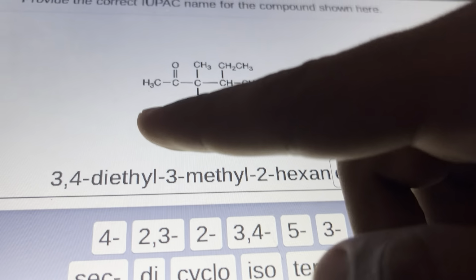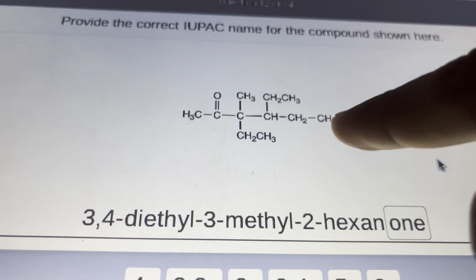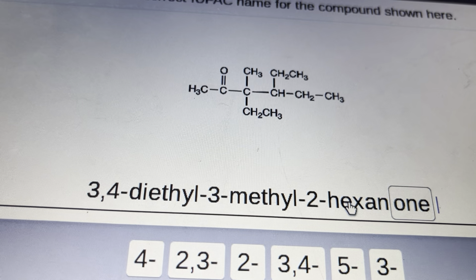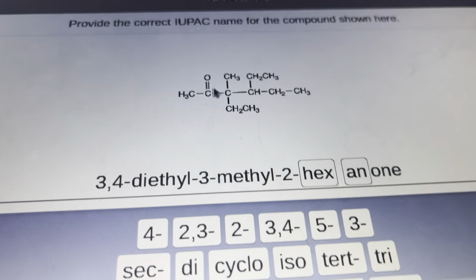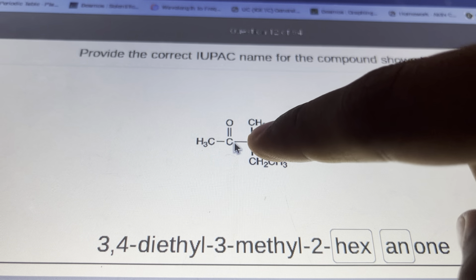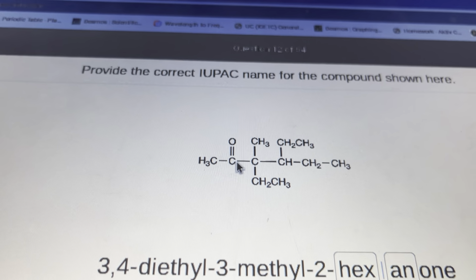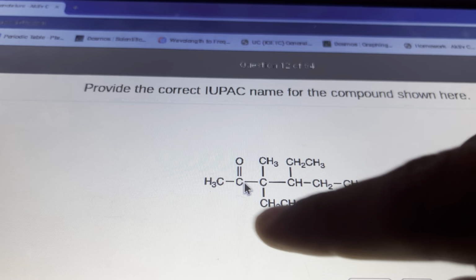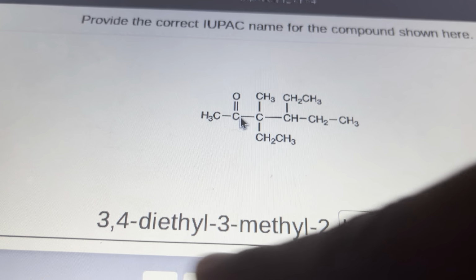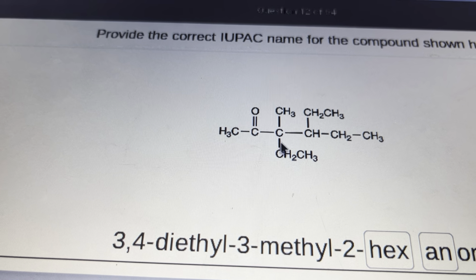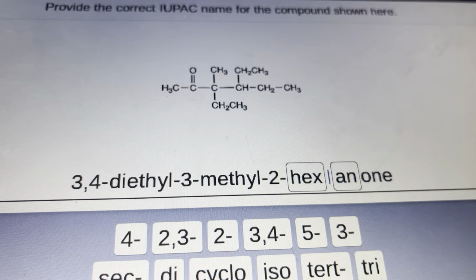Keep going. Here, start closest to the oxygen double bond. We have 1, 2, 3, 4, 5, 6. So 6 is hex. So we have hex and the number 1, 2. That gives us our 2. And then we have a couple things here. So at 1, 2, 3. At 3, we have 1 carbon. That's a methyl. 2 carbons, that's an ethyl. And then at 3, we also have an ethyl. So we have diethyl and then methyl. And diethyl comes in the alphabet before methyl. So we have 3, 3, and 4, 4 diethyl. And then the 3 methyl, and then everything else. So we get that one.